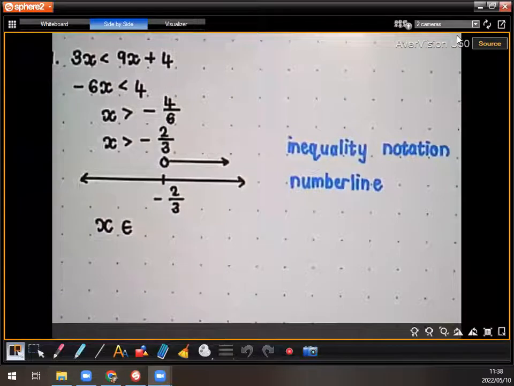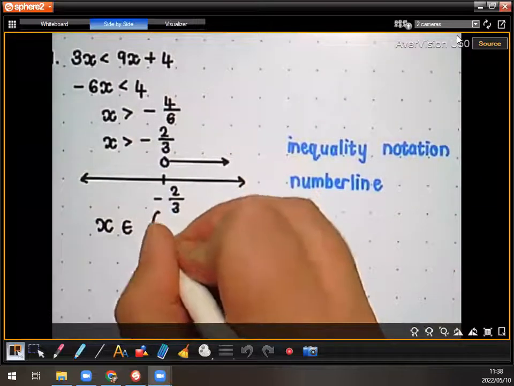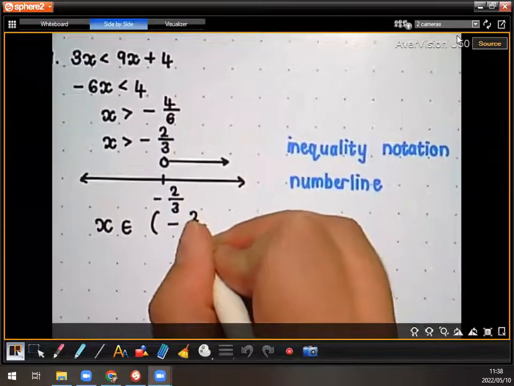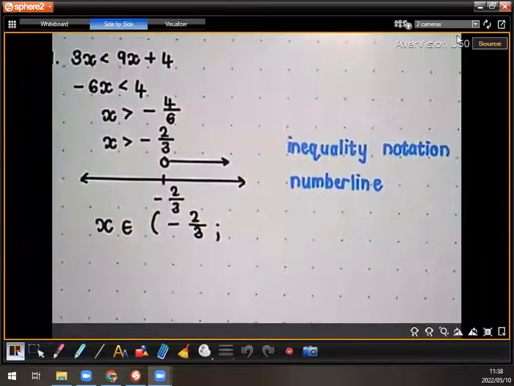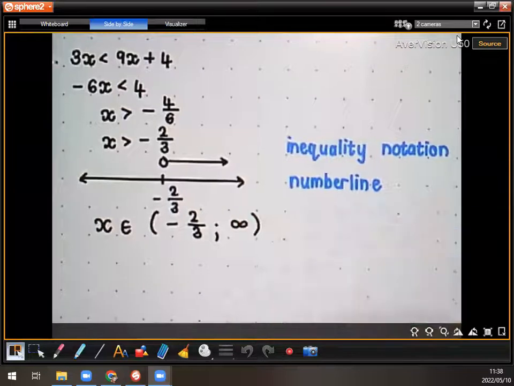So what's the smallest value here? Does x have to be bigger than -2/3? -2/3 is the smallest value, right? Because it can't be equal to that value, we need to use a round bracket. So you put your -2/3 there. What is the greatest value then? There is no upper boundary basically, so it could go to infinity.